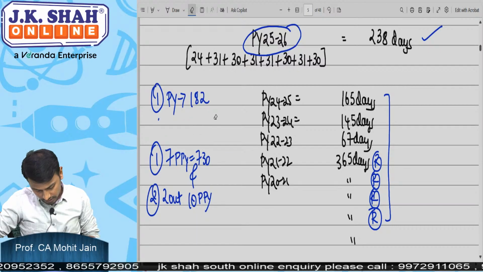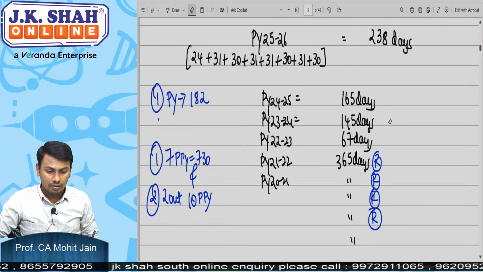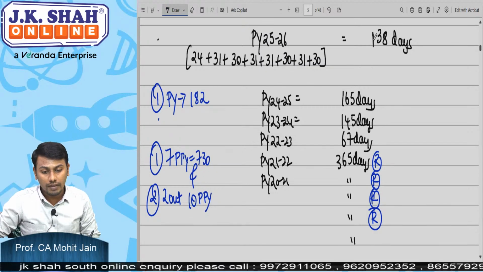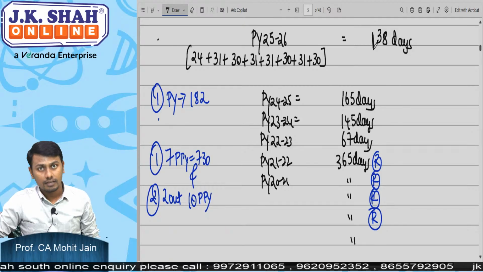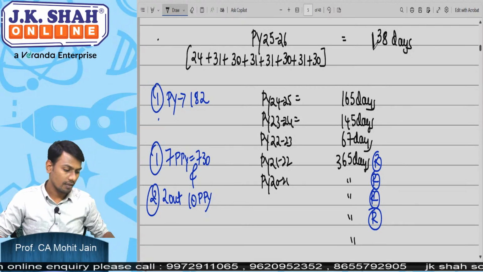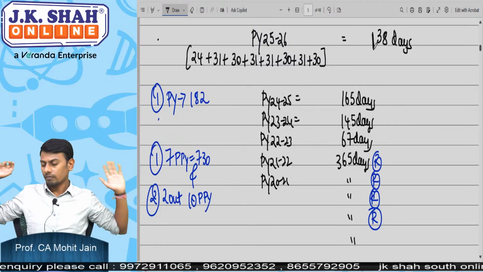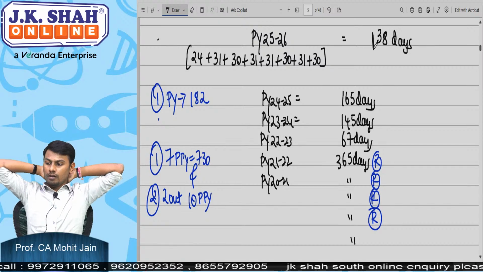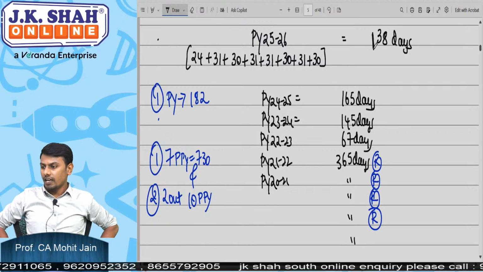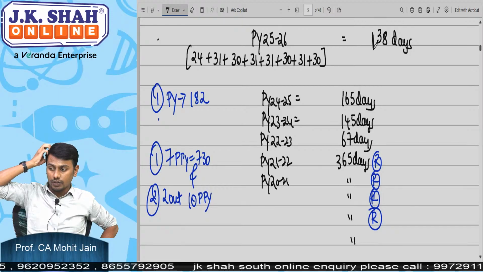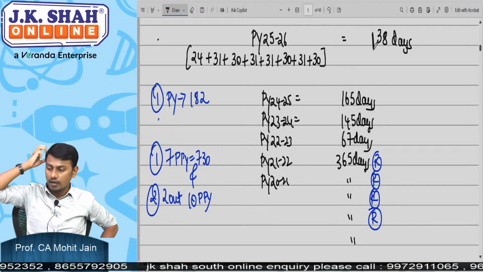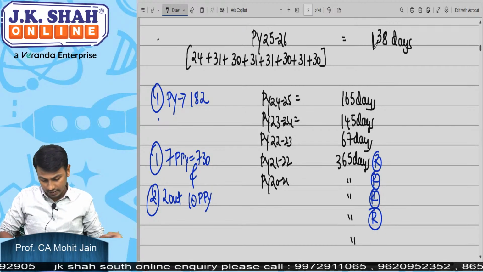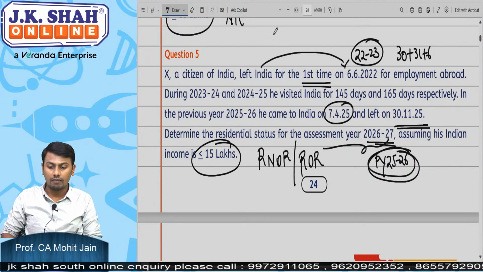My doubt here is, if this person would have been there in India not for 238 days in the current year, if you would have been there for 138 days, then what would have been your answer? You have 1 minute of time. Jairam is saying RNOR, Mukesh is saying NR, Sudarshan is saying RNOR, Rupa is saying RNOR. People, his Indian income is less than equal to 15 lakhs.